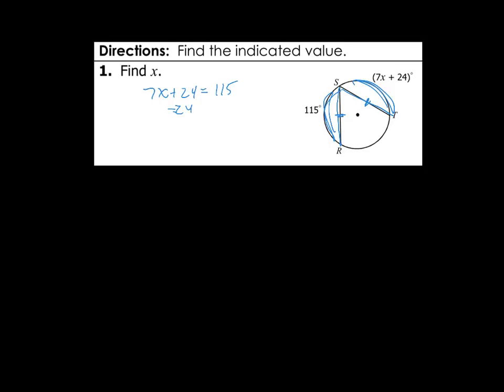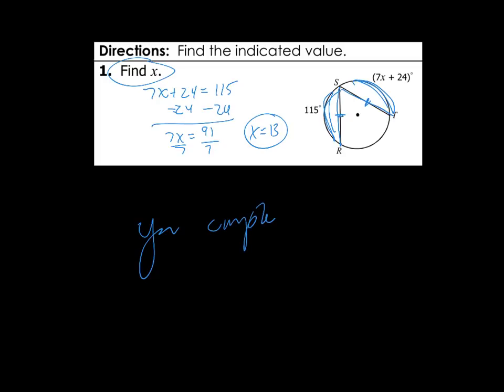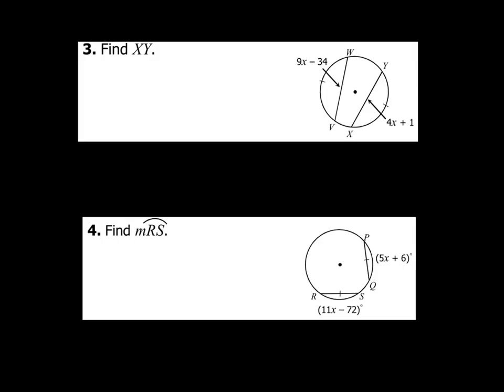Subtract 24 from both sides, and 7x is equal to 91. Divide by 7, divide by 7. x is equal to 13. And all they wanted me to do was to find x, so that's pretty straightforward. All right? You complete number 2. Very similar. For numbers 3 and 4, I'm going to set you up, and then you're going to move on your own.